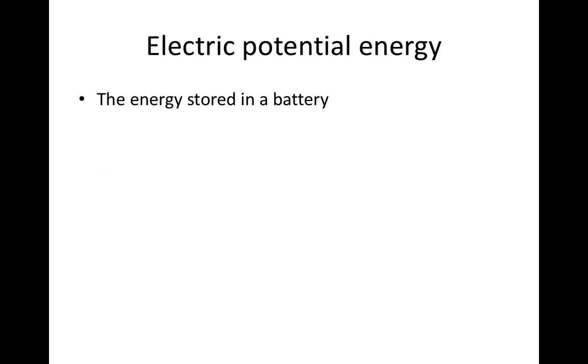Electric potential energy is the energy stored in a battery. So when a battery is disconnected from a circuit, it's only potential energy because it has electrons that could move, but they're not moving yet. Once the electrons start moving and the circuit is connected to the battery, then all that potential energy turns into moving electrons.